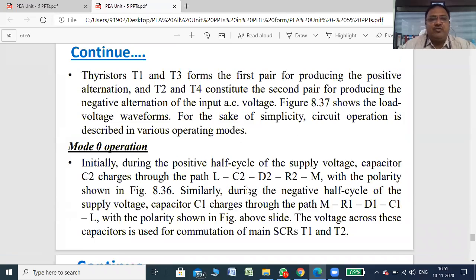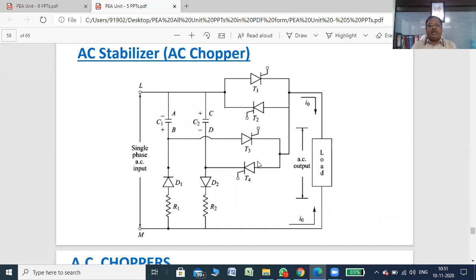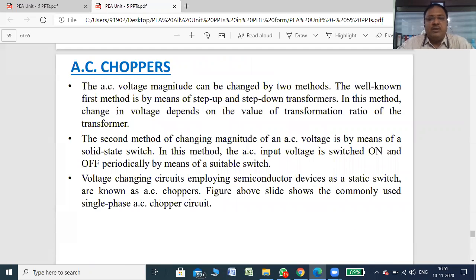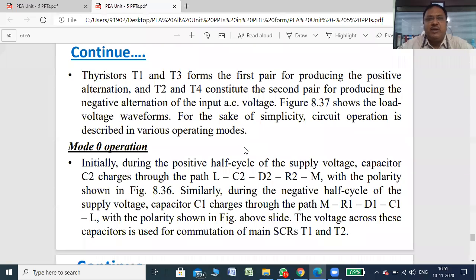The thyristors T1 and T3 form the first pair producing the positive alternation, and T2 and T4 constitute the second pair producing the negative alternation of the input voltage. My dear students, this circuit is very similar to the full wave bridge rectifier. Only SCRs are used in place of diodes. T1 and T3 conduct at the same time because the direction of T1 and T3 is the same, and T4 and T2 conduct at the same time, as the direction of T2 and T4 is the same. So this forms a bridge rectifier, but simply the diodes are replaced with SCRs.